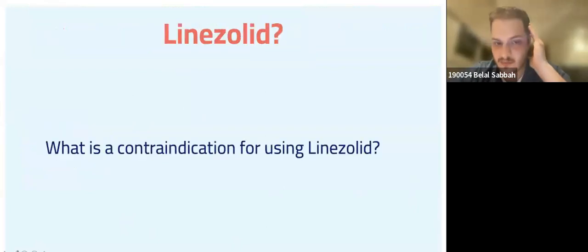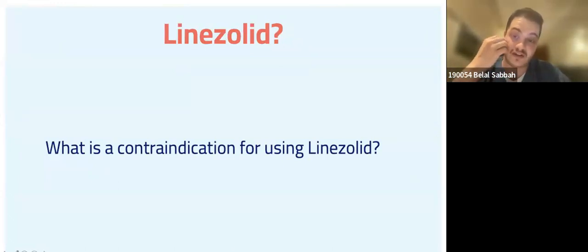So someone tell me what is the contraindication for using linezolid? This is something they might ask you. Or maybe tell me what's the side effect of linezolid? If you know the side effect, you know what it does, you can start thinking of contraindications. So thrombocytopenia is one of them. Okay. Actually, I'm not too sure about it.